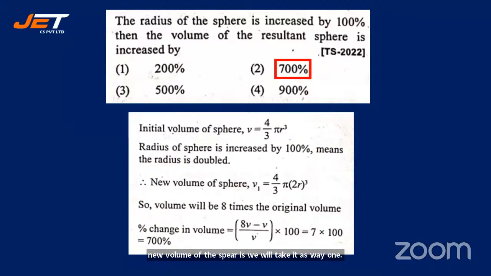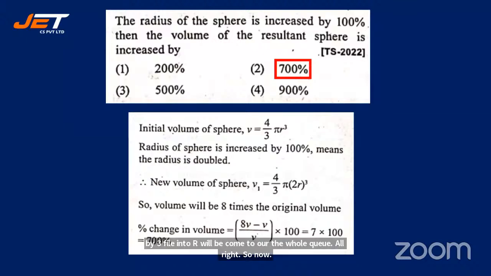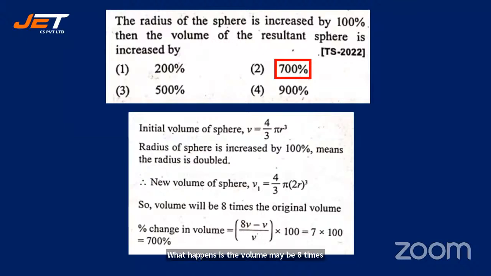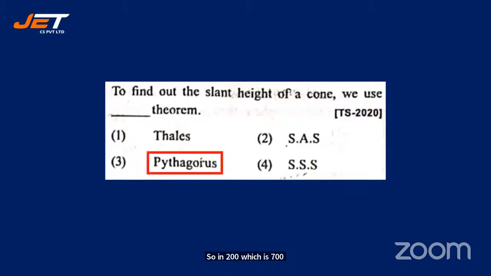All right. So, now what happens is the volume will be 8 times the original volume. How 8 times? 2r whole cube, 2 into 2 into 2. Right? So, you will find the difference between the new volume and the original volume. You will get 8v minus v by v, where you will have 7v by v and v will get cancelled. So, into 100, which is 700%. All right. See the next question.